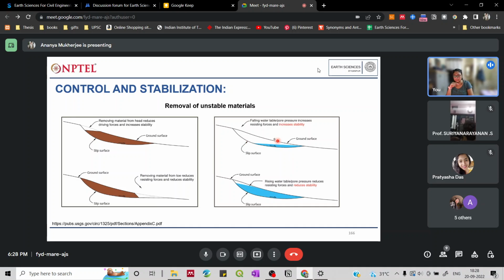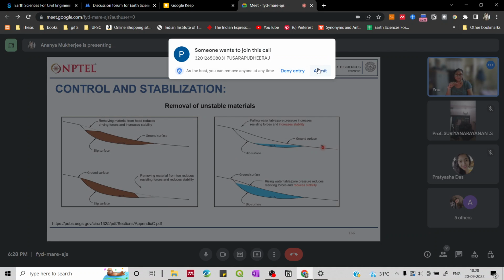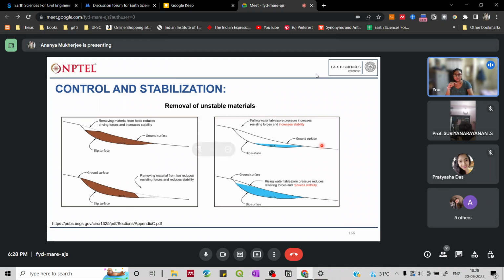Now this is the effect of the water table on landslides. You can see that if the water table is much below the ground surface, and does not intersect the ground surface, then there will be increased stability, because the interaction will be less. There will obviously be interaction, but it will be less. So this will be a much more stable condition.